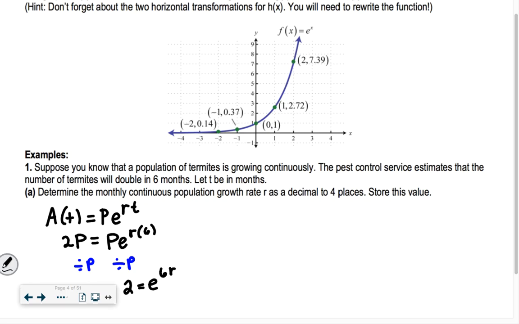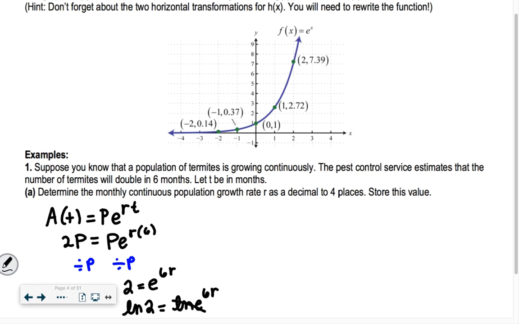Because if I really want to solve for r, what do I do next? How do I get the r down? Doesn't e go to the other side with natural log? Yeah, so we get rid of the e by taking the natural log of both sides. Do you guys remember that? So we would do natural log of 2 equals natural log of e raised to the 6r, and that natural log of e cancels.